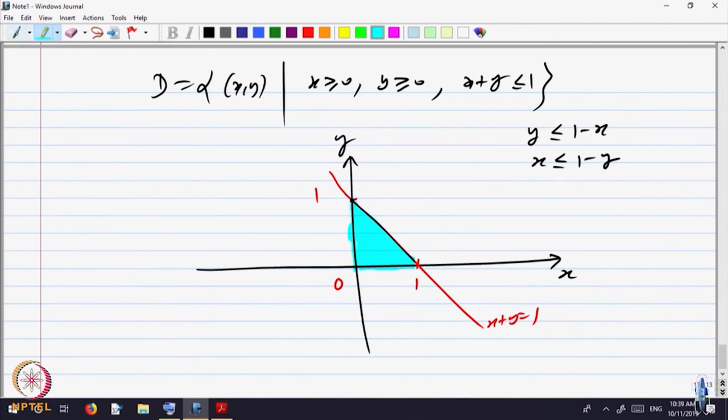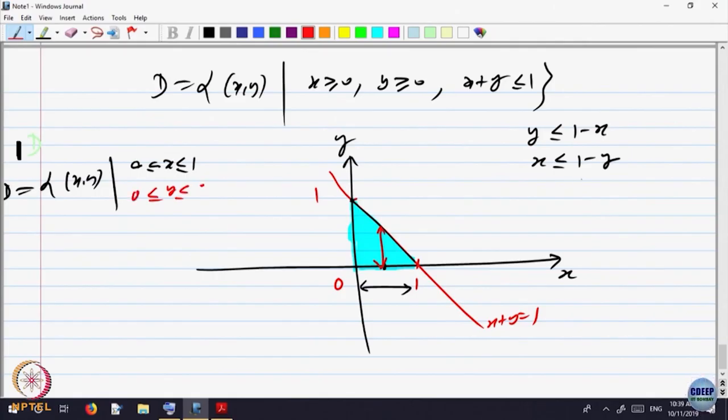So, if you want to write this D, D can be written as (x, y), x lies between 0 and 1, right? And for every x, what is the height, vertical line moving parallel to y axis? It goes from 0 up to, so y goes from 0 to 1 minus x. We have to interpret that line as a function of x, y equal to some psi x.